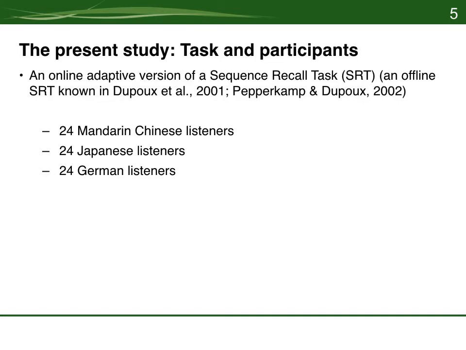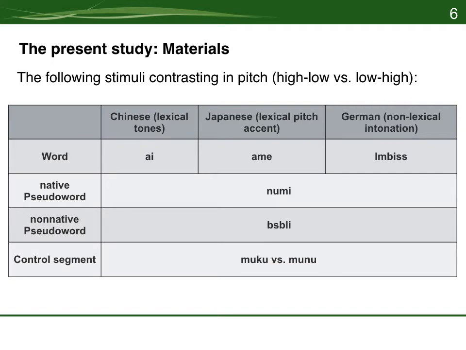In the present study, an online adaptive version of a sequence recall task was conducted, testing the following participant groups. For the word condition, minimally paired existing words that contrasted in F0 were selected in Chinese, Japanese, and German respectively. Since F0 contrast alone in German does not distinguish a word, the disyllabic word imbis, meaning snack, was selected and varied in its F0: high, low, and low-high.